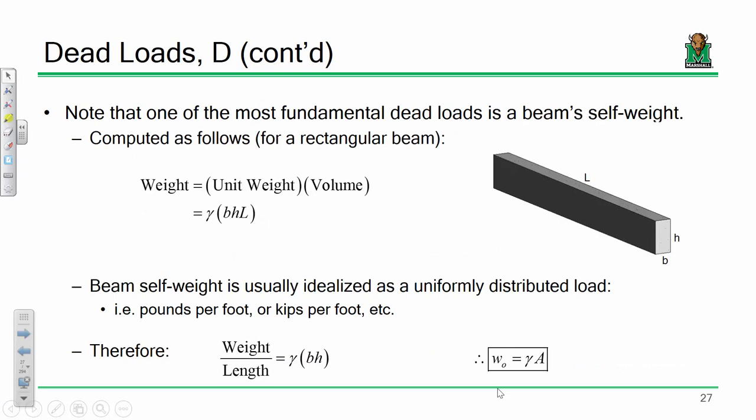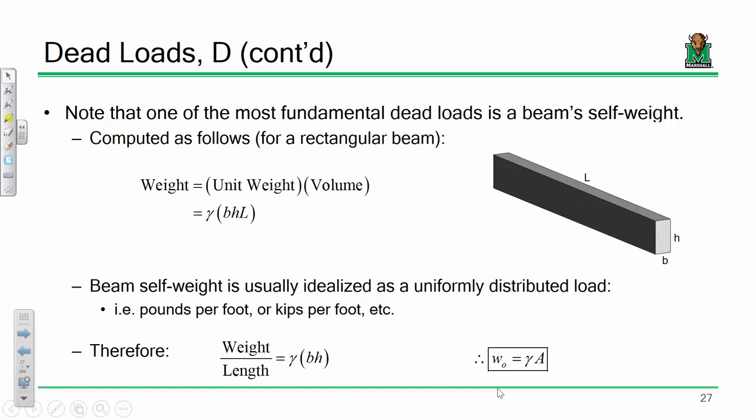One other thing I do want to talk about is beam self-weight before we get into live loads. I want to walk through this calculation real quick, because this is going to be a very, very common calculation that we do, and I want to make sure this makes a lot of sense. Okay. So I have a beam over here, and it's just a rectangular prism, right? So the volume of this beam would be B times H times L. Make sense? That's the volume.